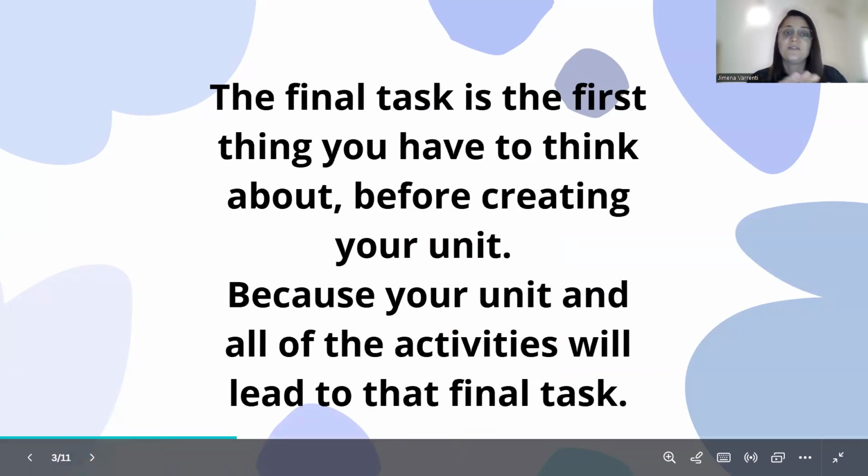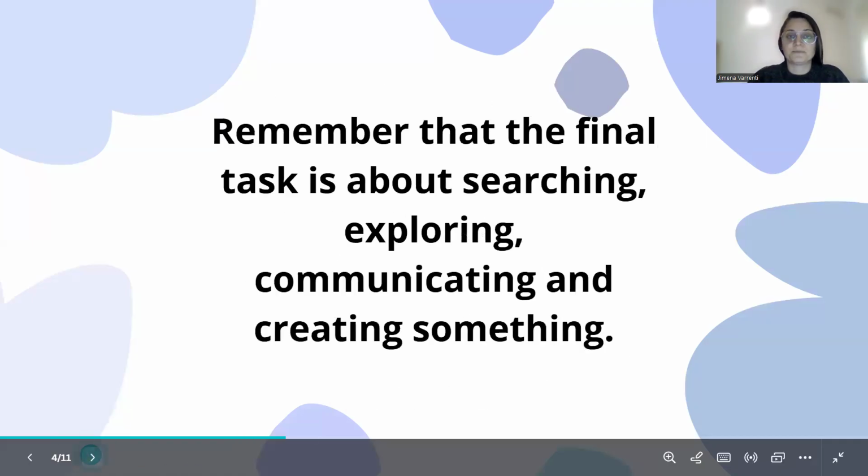So here we are. The final task is the first thing that you have to think about before creating your unit, because your unit and all of the activities will lead to that final task. So that's why it is the first thing that you have to think. Like, what do I want my students to create at the end of this unit? So then you prepare all the activities and the tasks that lead to the final product that you want your students to create.